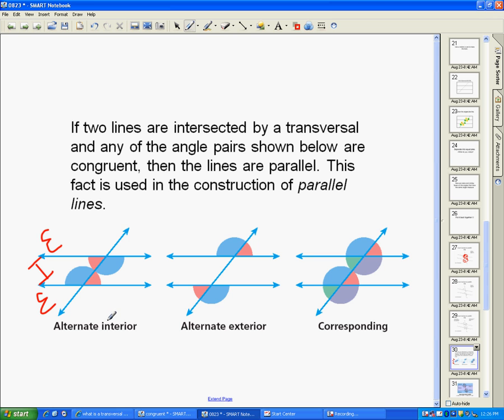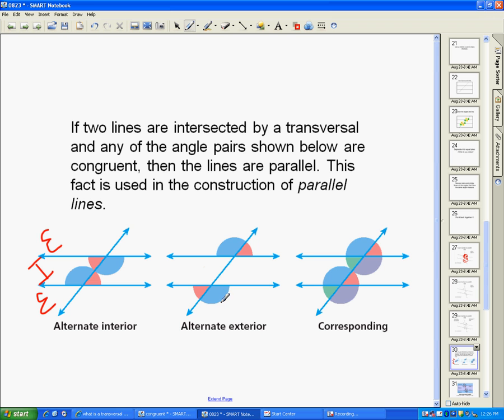Alternate interior angles are alternate, meaning they're opposite from each other, and they are interior, meaning they are on the inside. So they are angles that are on the inside of the parallel lines, and they are opposite from each other. So these two pink ones are alternate interior angles, and these two blue ones are alternate interior angles.